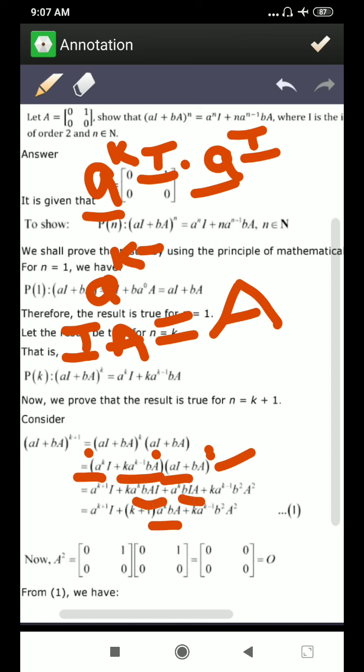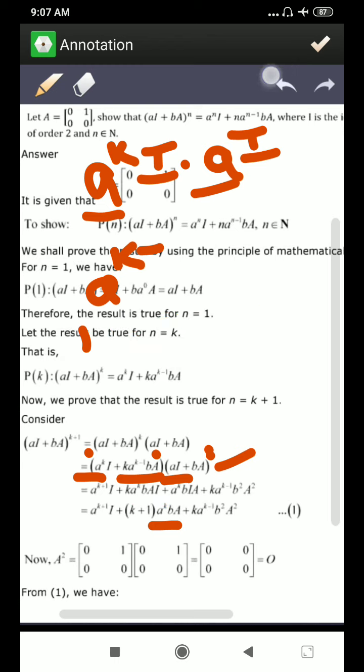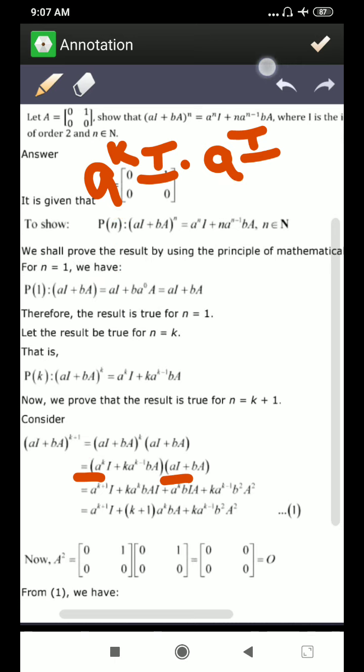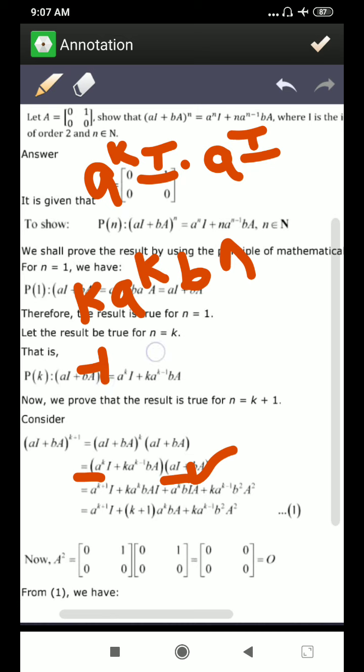Now I have taken, what is this term you see? First one term is k a raised to power k B A. Because I into a, I have taken it as a only. The next term to this one is plus a raised to power k.